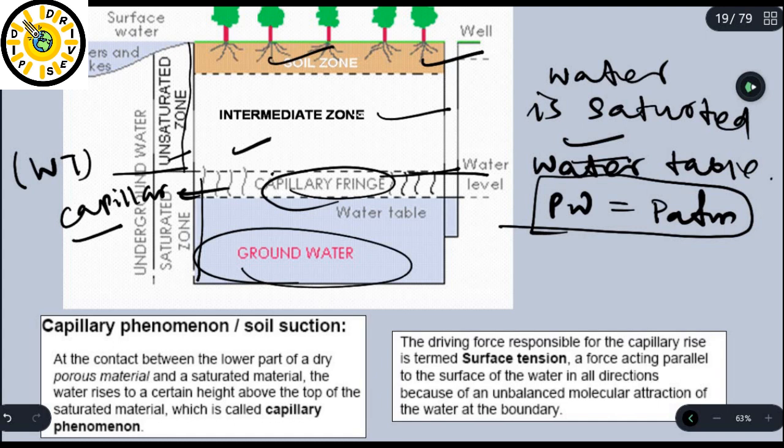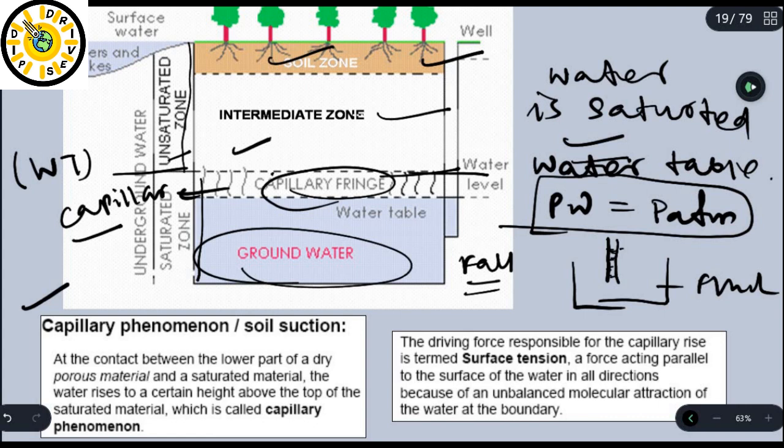Okay, let's go to the capillary phenomenon. What happens is, if you take a pipe and drop it into some fluid, the water will either rise or fall.